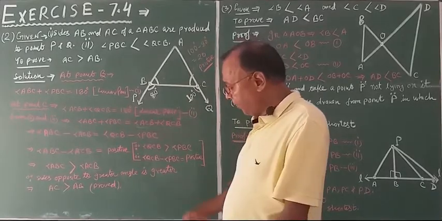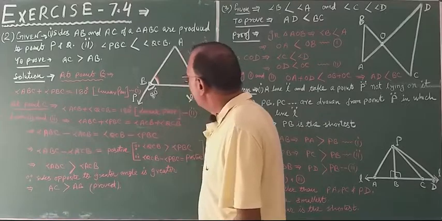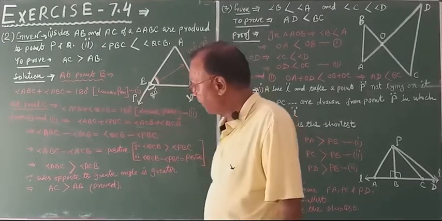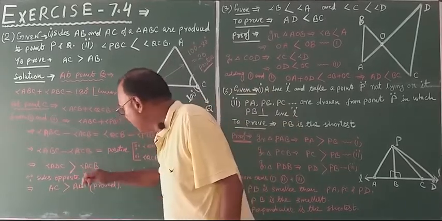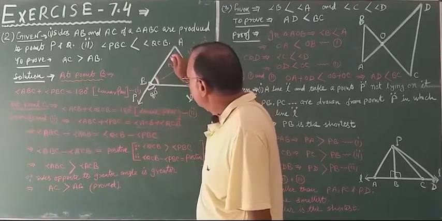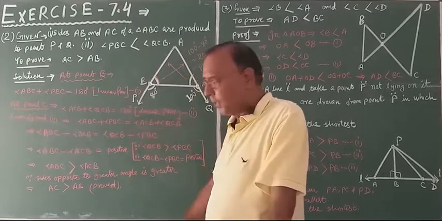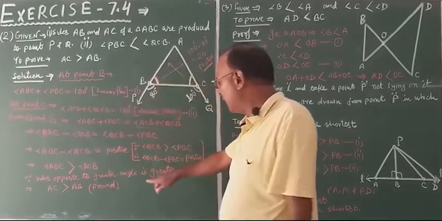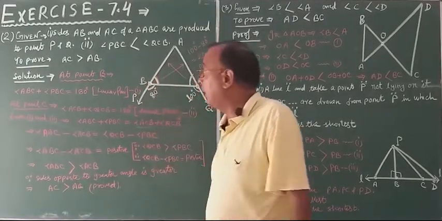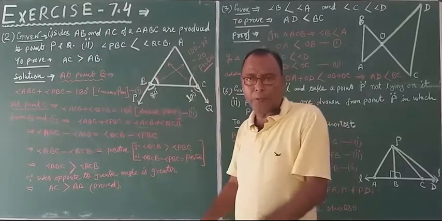Look, where is angle ABC? Here. What is the side opposite to it? AC. Angle ACB is this. What is the side opposite to this? AB. The property is there: the side opposite to the greater angle is greater. Therefore, AC is greater than AB, and this we have to prove. Is it okay?